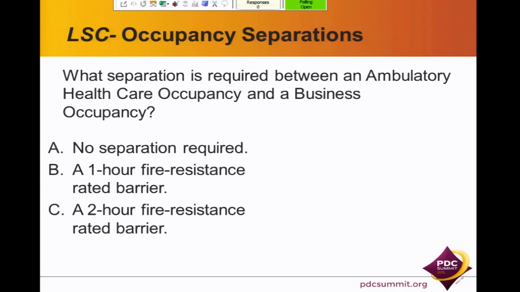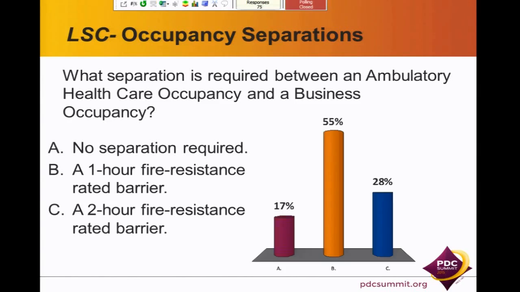Okay, similar question. How about the separation that is required between an ambulatory healthcare occupancy and a business occupancy? Close that polling in just a moment. All right, once again, very good. It's B, a 1-hour fire resistance rated barrier.